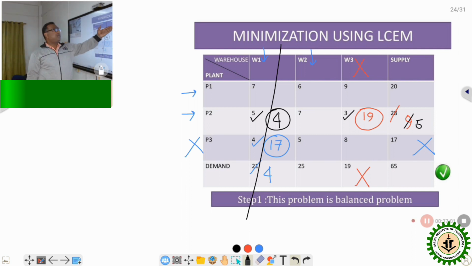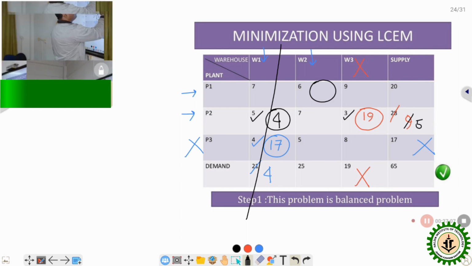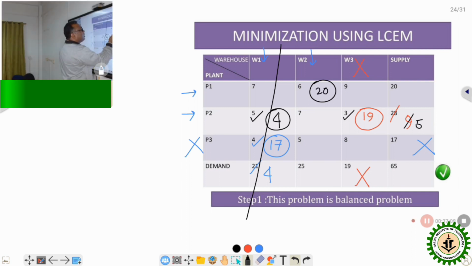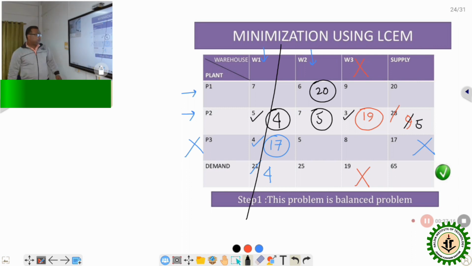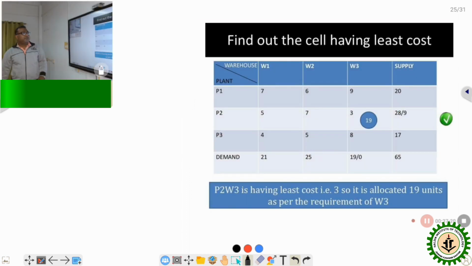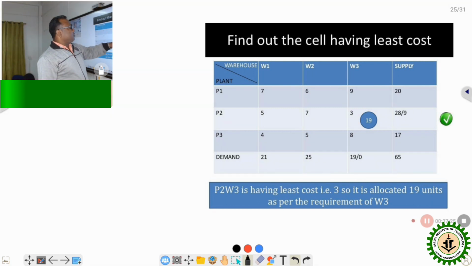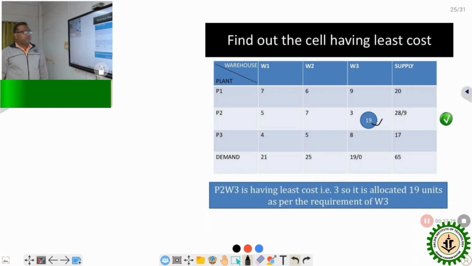Only 2 cells are remaining here. Minimum is 6. Maximum we can transport 20. And lastly, this is the only cell where we can send the 5 units. So that whole process I have discussed once again. You can see the minimum cost is 3, so 19 units we have sent there. In the next case, whatever process I have defined, that has been done here.